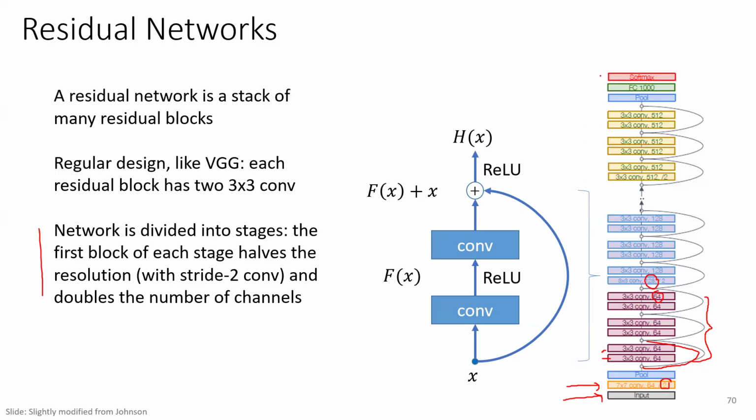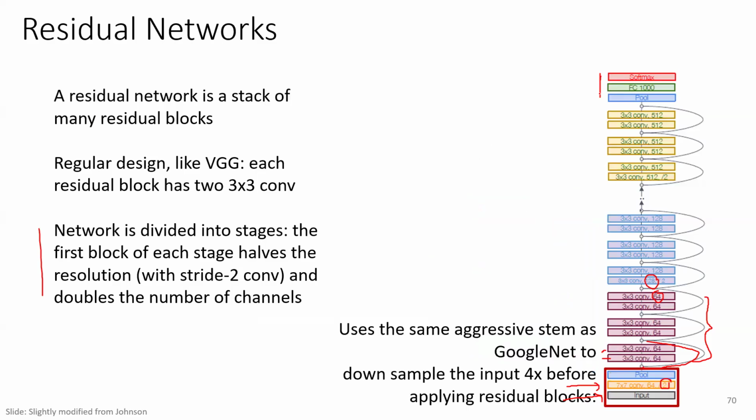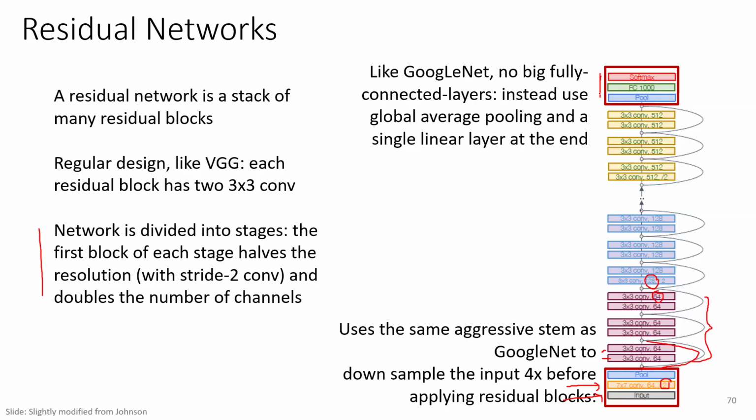And then finally, you have the pooling layer, fully connected 1000 and softmax. And this is the average pooling part that we learned from GoogleNet. So you can see every year people are learning from the previous year and making progress. Okay. Use the same aggressive stem as GoogleNet to downsample the input 4 times before applying the residual blocks. And like GoogleNet, no big fully connected layers, instead use global average pooling and a single linear layer at the end.